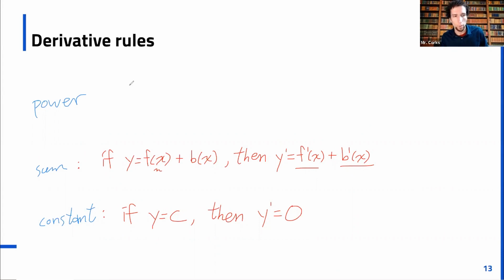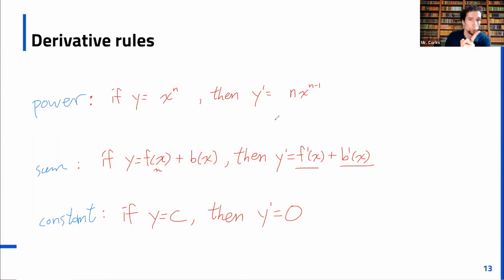And the most complicated one that we have, the power rule. Can we get a definition of this? If y equals, can we use f of x squared? You want to be more general than that. Maybe just x squared. More general, not just squared, but x to the power of n. Any exponent, we'll call it n. Then y prime equals n multiplied by x to the exponent n minus one.